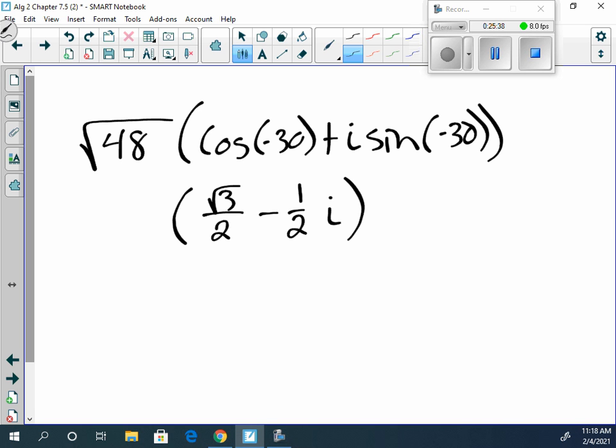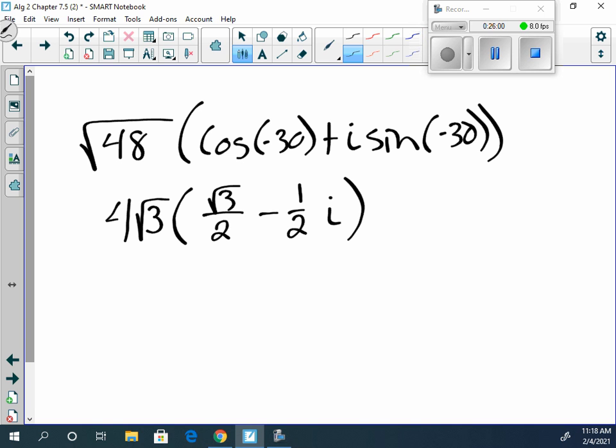Will the square root of 48 simplify at all? 16 plus 16 is 32, and 32 plus 16 is 48. So 16 times 3 is 48. The square root of 16 is 4.